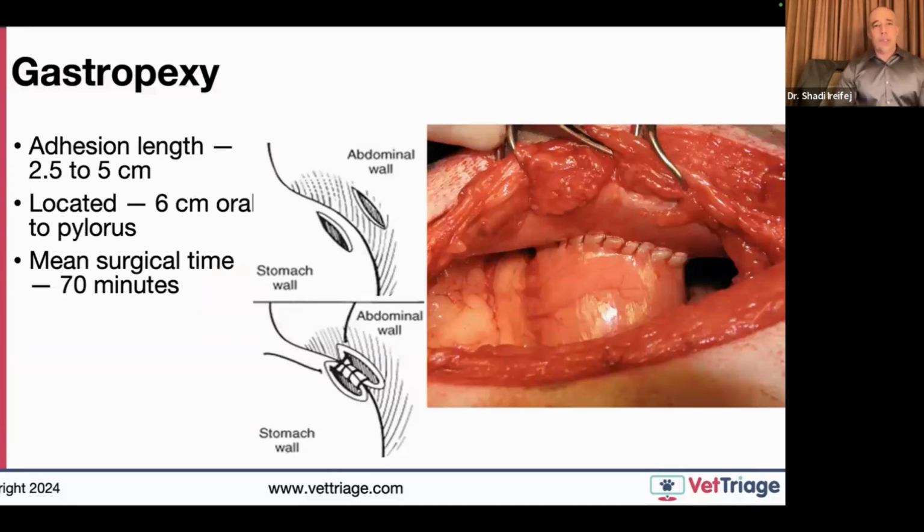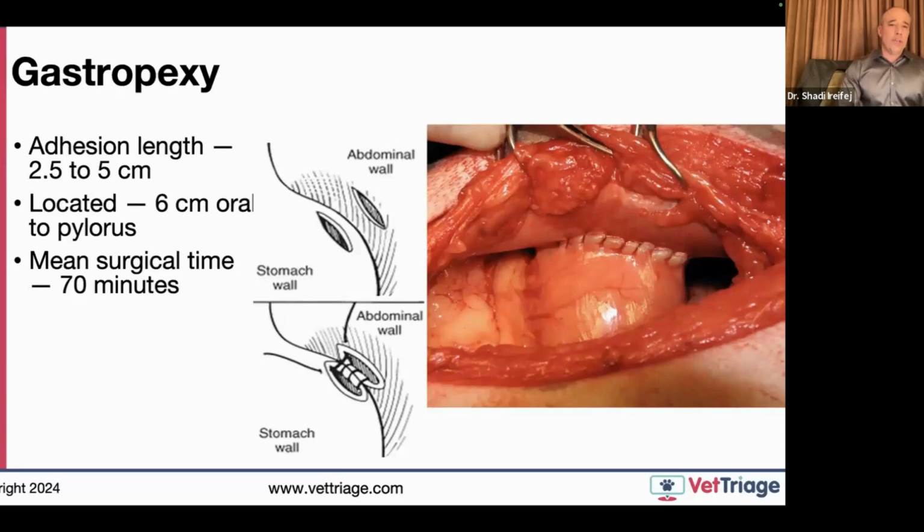The incisional gastropexy is what I'm performing and probably what the majority of folks are performing. You want the adhesion length to be somewhere between 2.5 to 5 centimeters. It's going to be pretty standard, right? Because these dogs are all going to be similar size. They're all large or extra large dogs. You're rarely going to do this in a small breed dog. The gastropexy site should be around 6 centimeters oral to the pylorus. Mean surgical time reported is just over an hour. And you can see in the drawings there what the goal is: incision, and then have the meat.